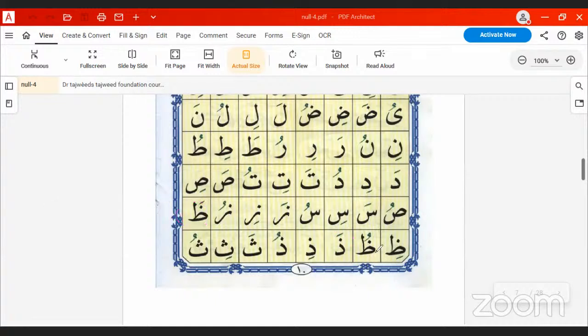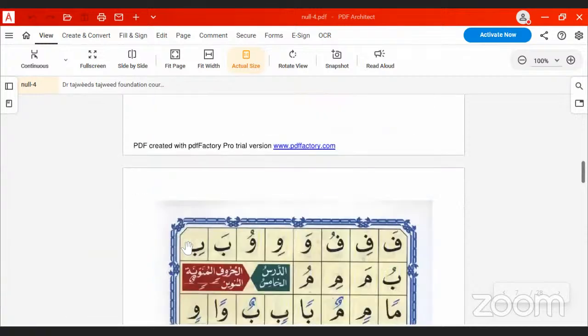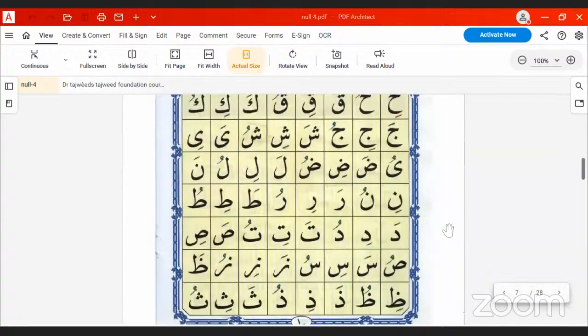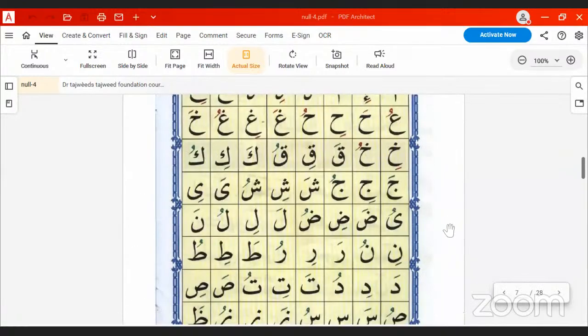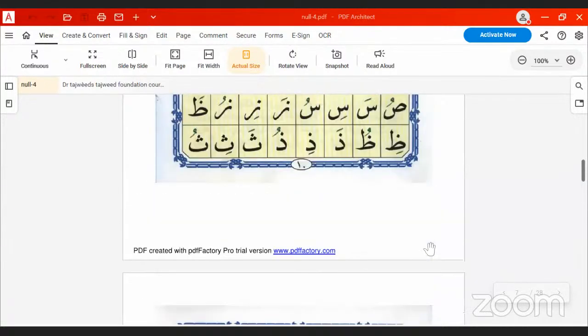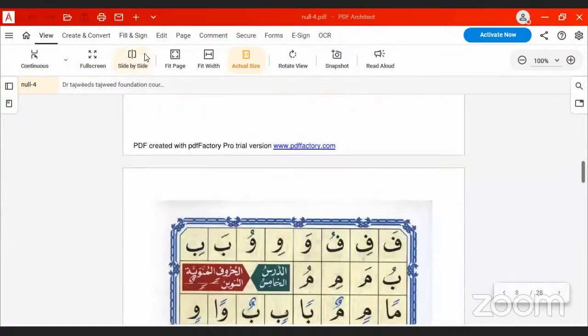Okay. Zo, zui, zu, za, zi, zu, sa, si, su, fa, fi, fu, wa, wi, wu, ba, bi, bu, ma, mi, mu. These are the three harakat. So which are the three harakat? Fatha, kasra, dhamma. I hope it's clear. So this lesson is over.